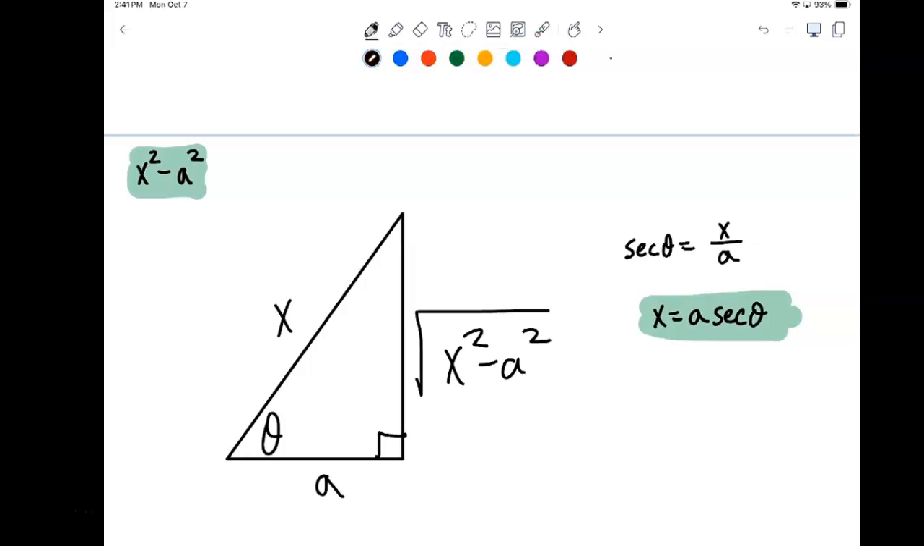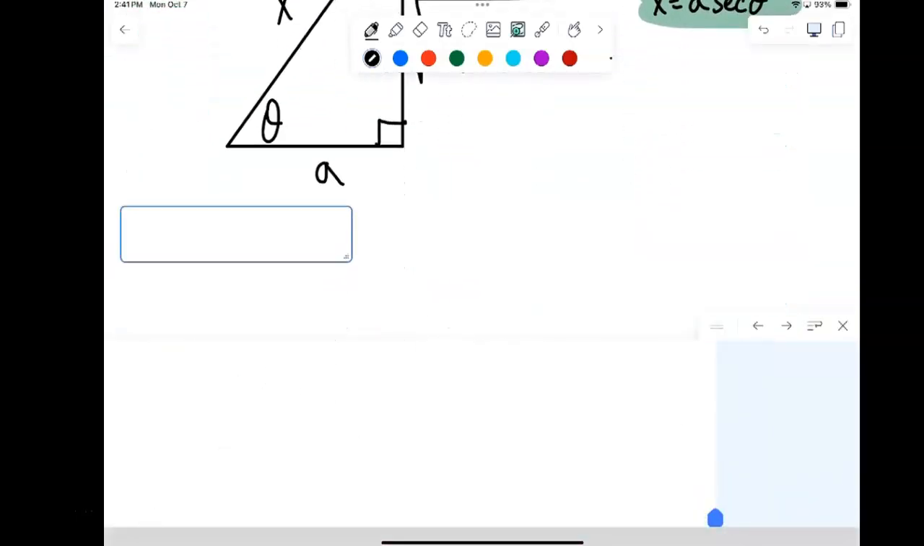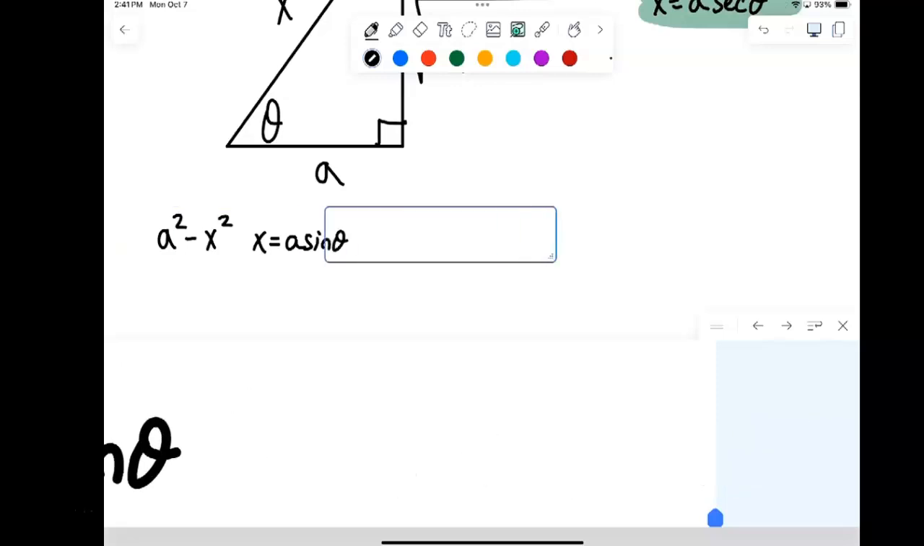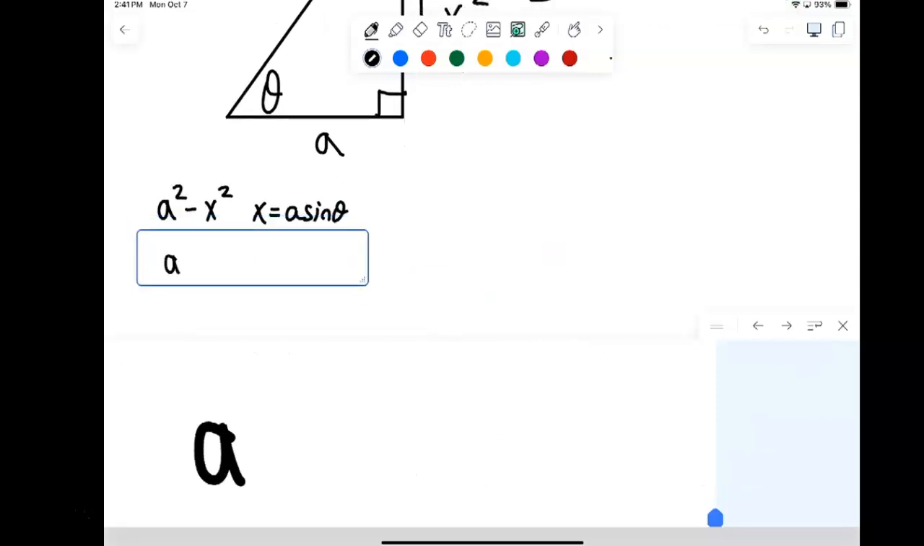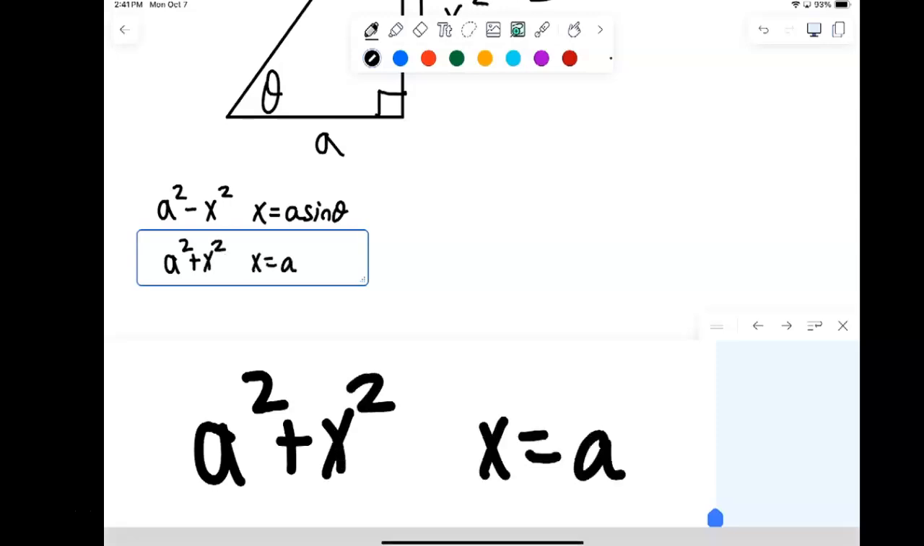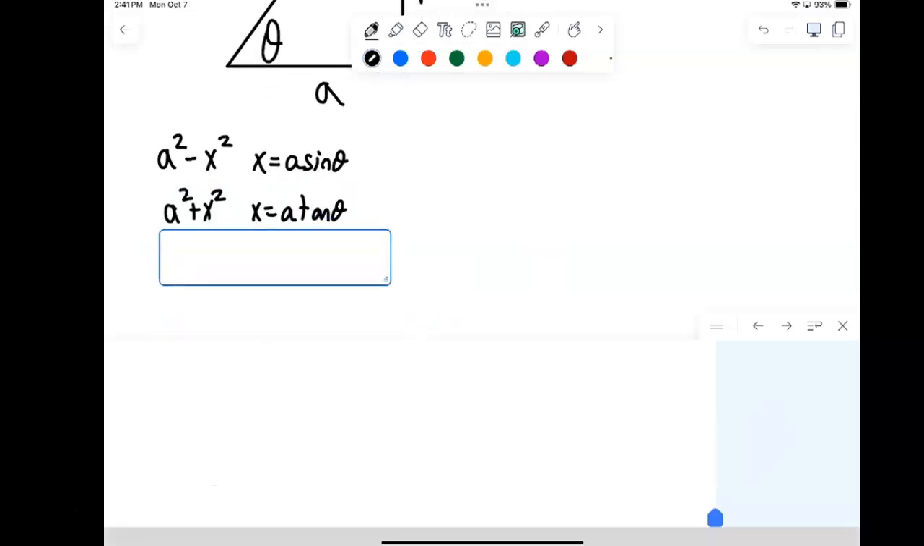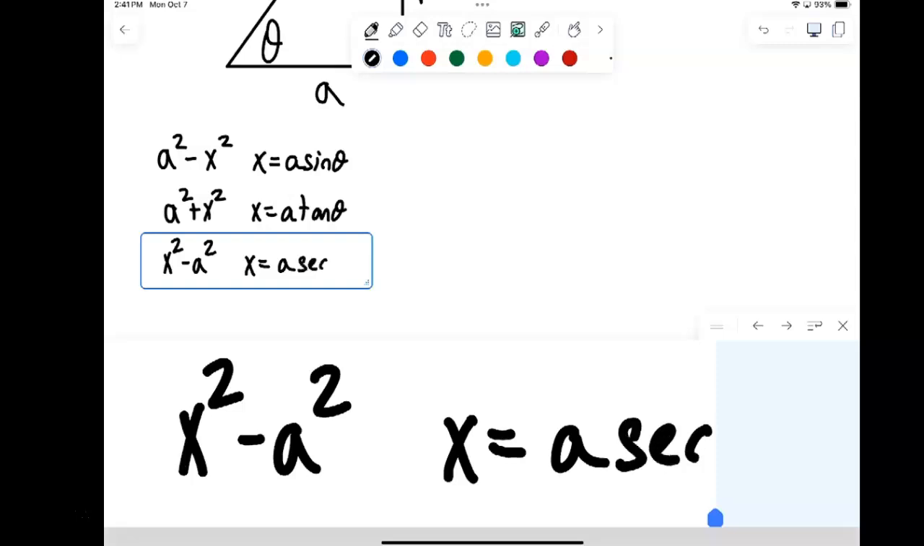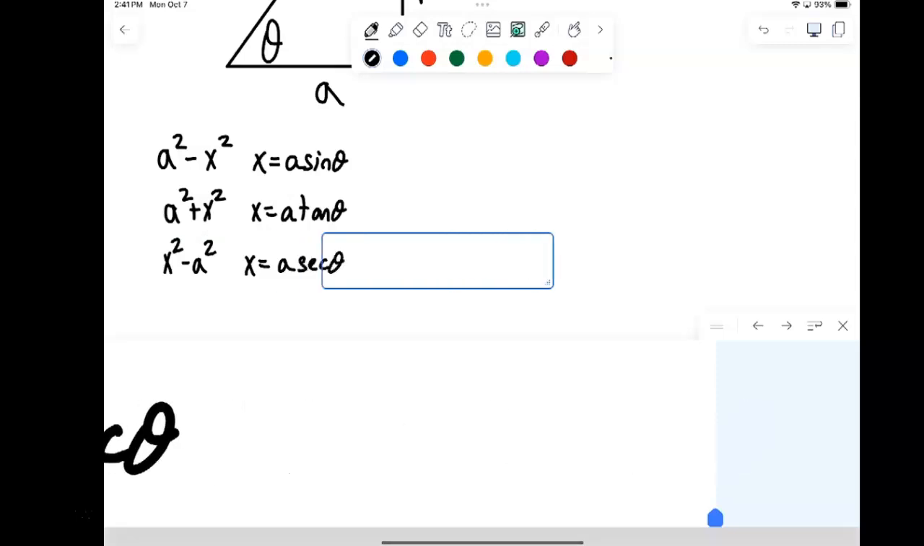So in summary, what we have here as far as trig substitutions is that if we have a squared minus x squared, then we're going to use the substitution x equals a sine theta. If we have a squared plus x squared, we're going to use the substitution x equals a tangent theta. And if we have x squared minus a squared, we're going to use the substitution x equals a secant theta. And then work with the new trigonometric integral.